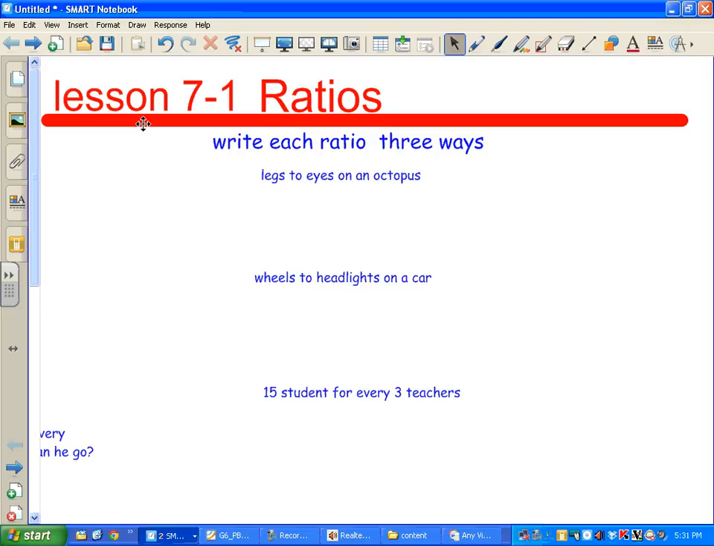It's great. But it does get people tricked up because the way we can write ratios is different from how we write fractions. They're sort of similar, but different because we can write a ratio just like a fraction. Let me show you what I mean. We have these three problems. Write each ratio three different ways.